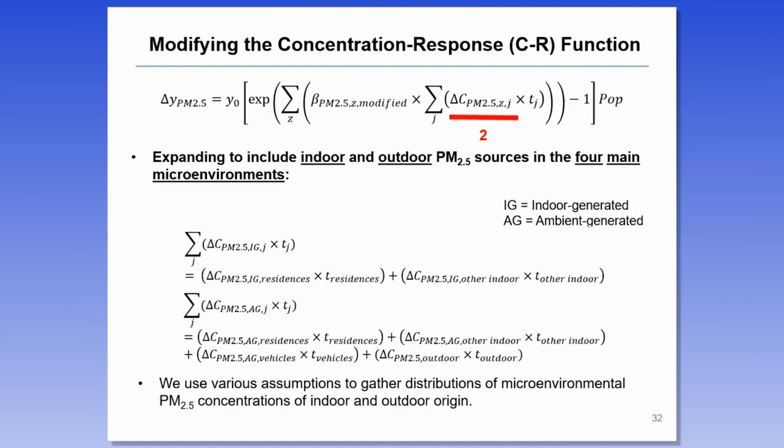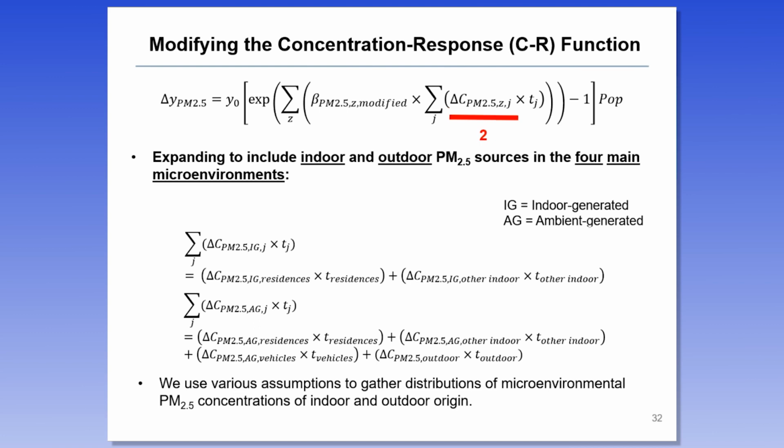So now let's go and talk about the second part of the modified function that we are using in this framework. In the second part, we wanted to know what is the concentration of PM2.5 in different microenvironments, and actually the changes of the concentration in comparison to the threshold, so delta C.